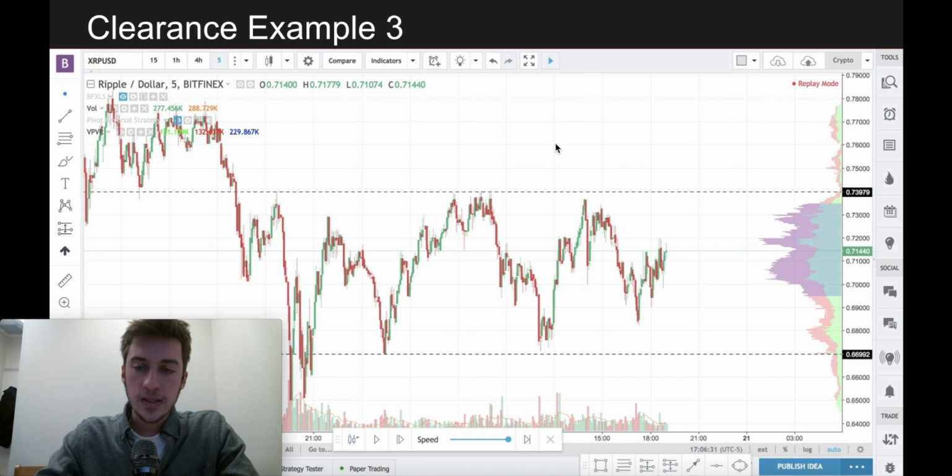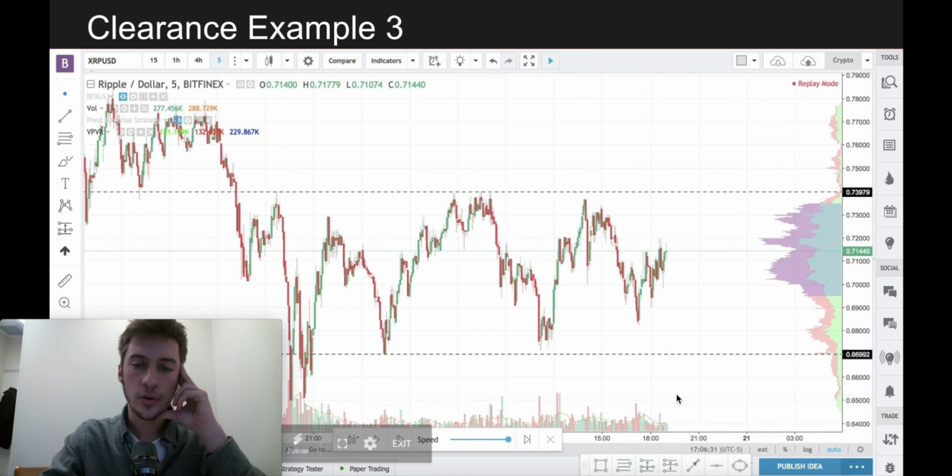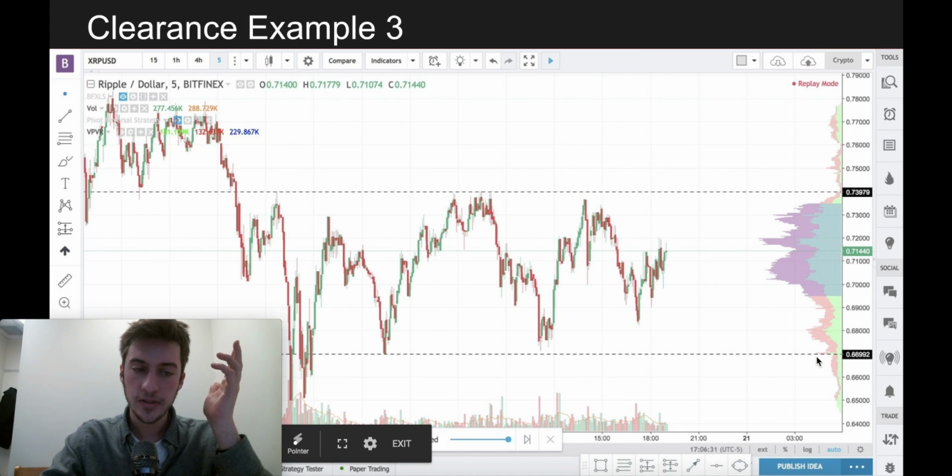Okay, so I think this is my final example here, and this one is probably going to be the hardest example. What I'm going to ask you guys here is first notice again the distribution of the LVNs, and the LVNs here, or possible HVNs, and tell me if price goes to this level, do we expect that to be respected and go back up? Or do we expect price to fall right through?